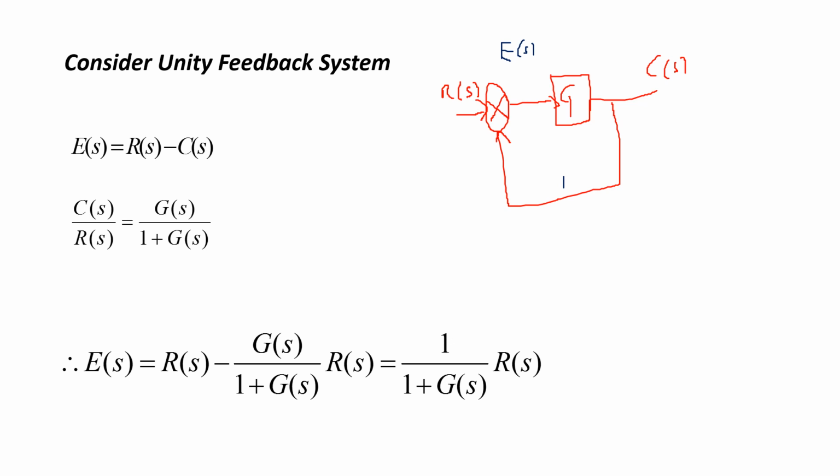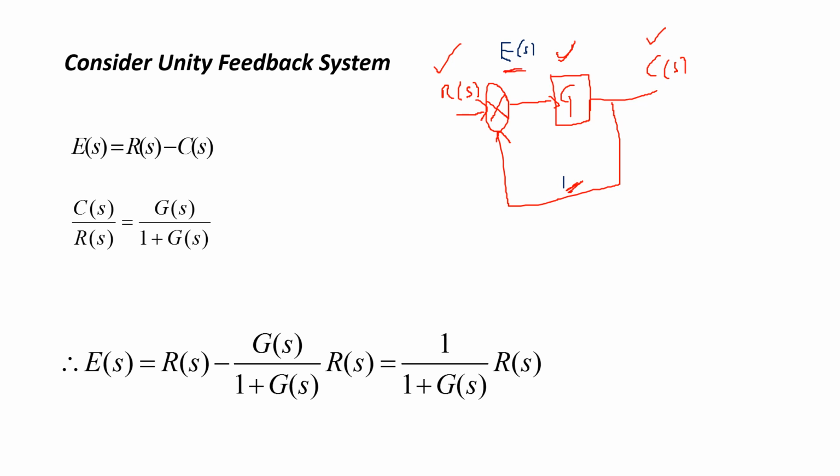Concepts are very simple but very important from the GATE point of view, also from the exam point of view. Consider a unity feedback system, which has input R of s and output C of s, and unity feedback means the feedback gain is 1.